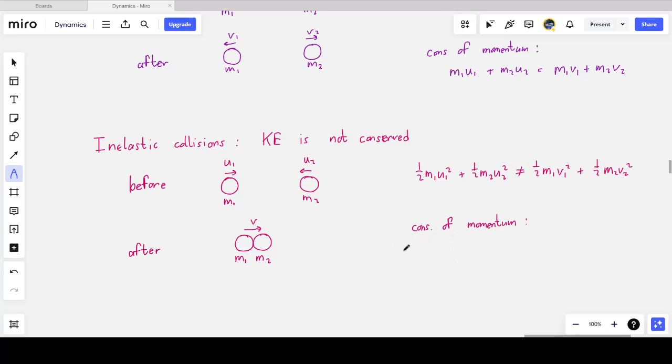So the conservation of momentum says that initially the momentum was m1 u1 plus the momentum of the second ball, m2 u2. And the final momentum is m1v plus m2v, or simply m1 plus m2, one big object moving together with the final speed v. So the equation looks slightly different to the one above, but it's the same idea. And so this is an inelastic collision. It's one in which kinetic energy is not conserved, but still linear momentum is conserved.